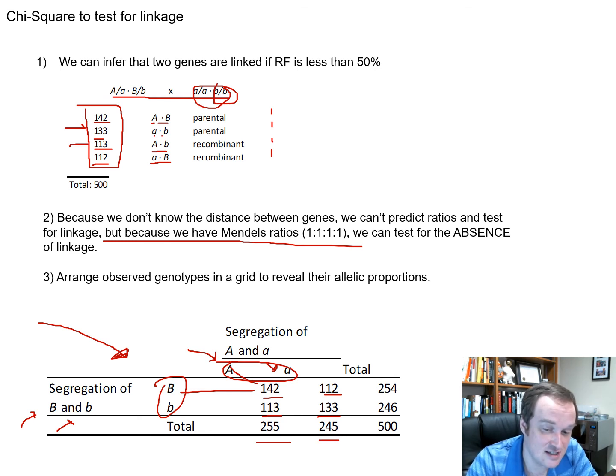And then conversely, in the rows, we have the segregation of the B from the A's, 254, and the segregation of little b from the A's, 246.